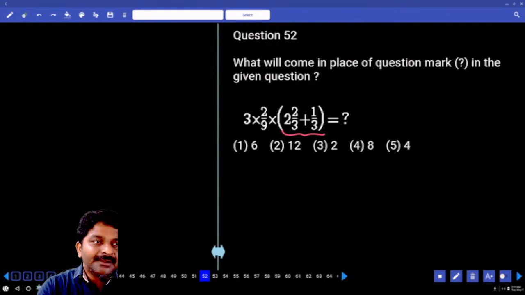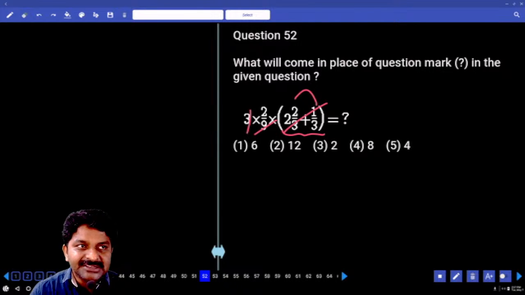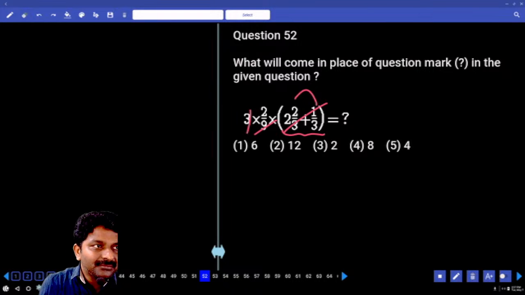Number inside bracket: 2 by 3 plus 1 by 3, that is 1. Already 2 is there. Total value 3 into 3, 9, and denominator 9 gets cancelled. Left over.